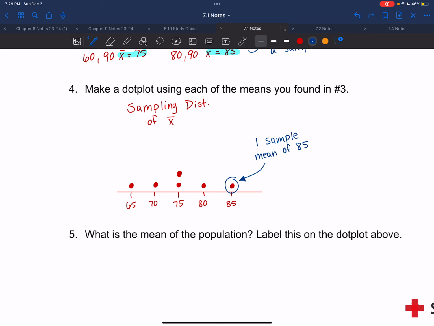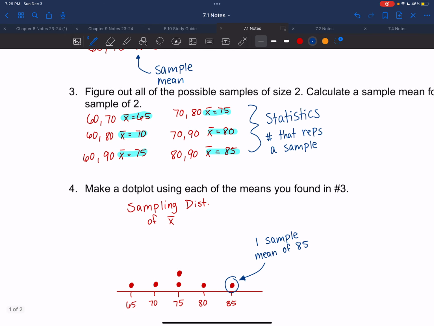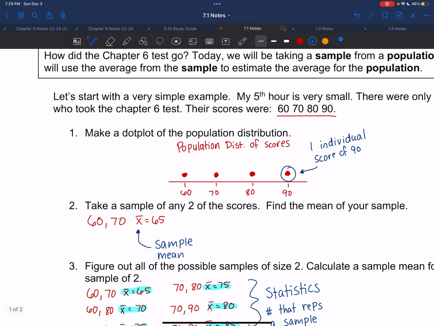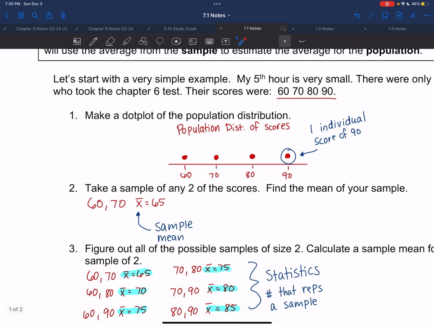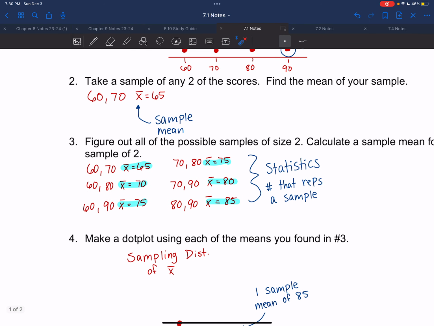So this is where samples are very helpful. It is very easy to find the population mean here. We've only got 4 people in this entire population: 60, 70, 80, 90. It's really easy to find the mean of that. But like we were saying, typically you don't have a population that small. Populations are in the hundreds or thousands or tens or hundreds of thousands.